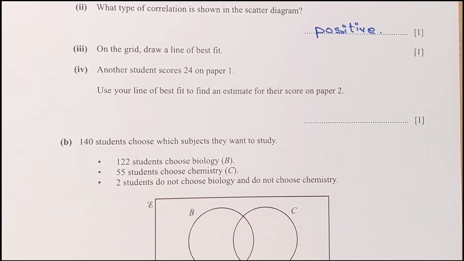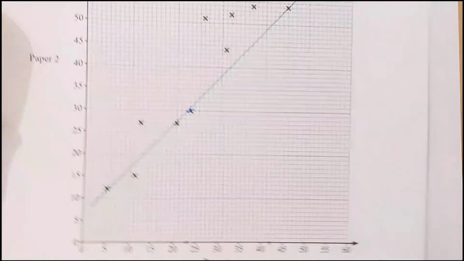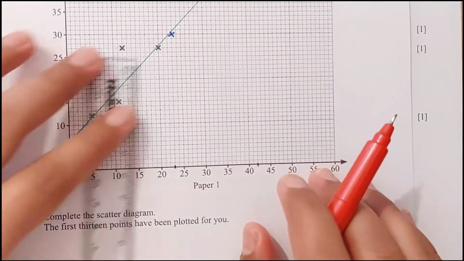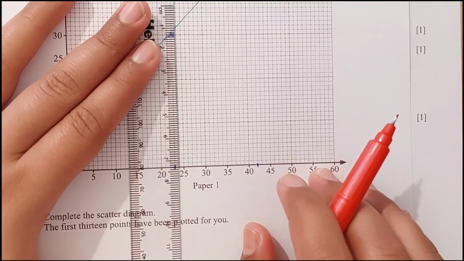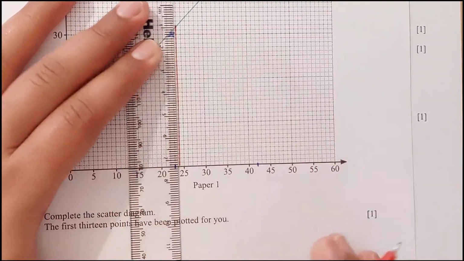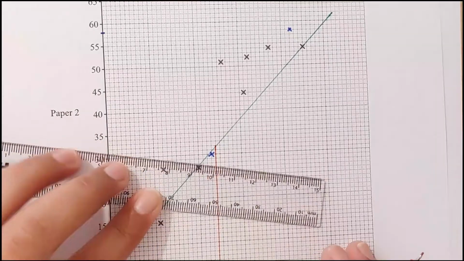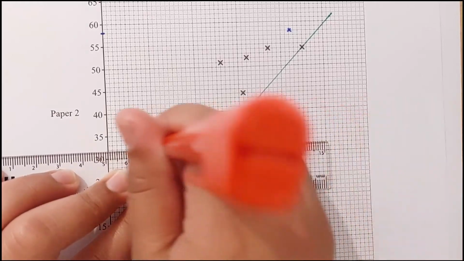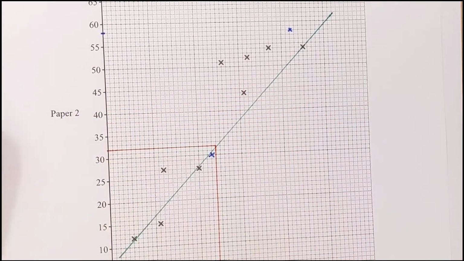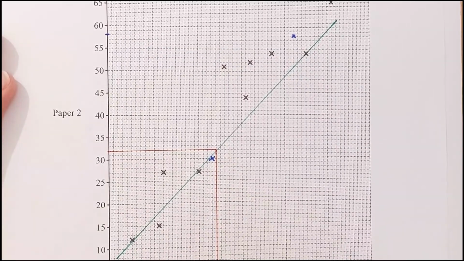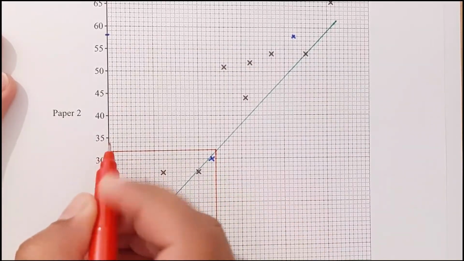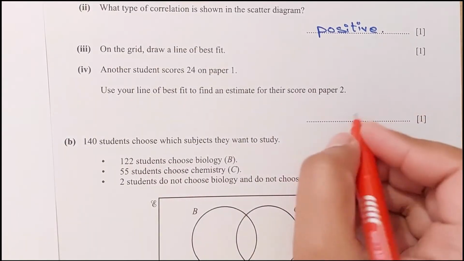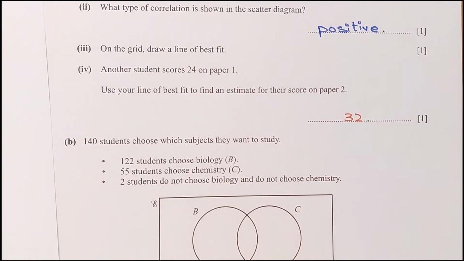Okay, so paper 1 is 24. Let me use the line of best fit. Here we have 24. Let me find the score on this line. So this part, the answer is different. Your answer might be different because it purely depends on your line of best fit. 31, 32, 33, 32, sorry, 32. I got 32 according to my line of best fit, right?